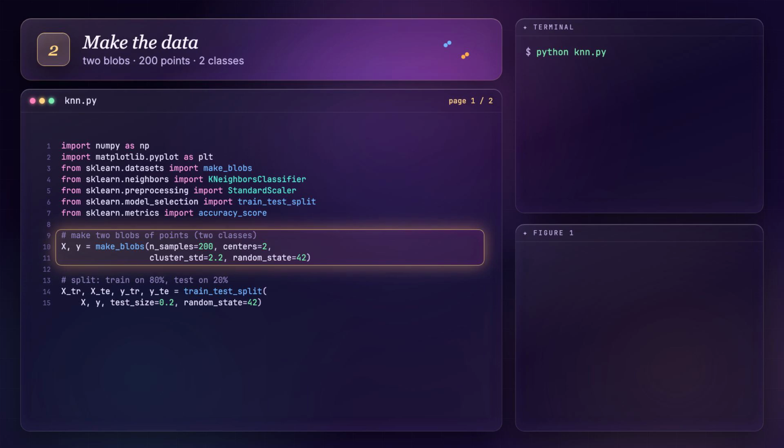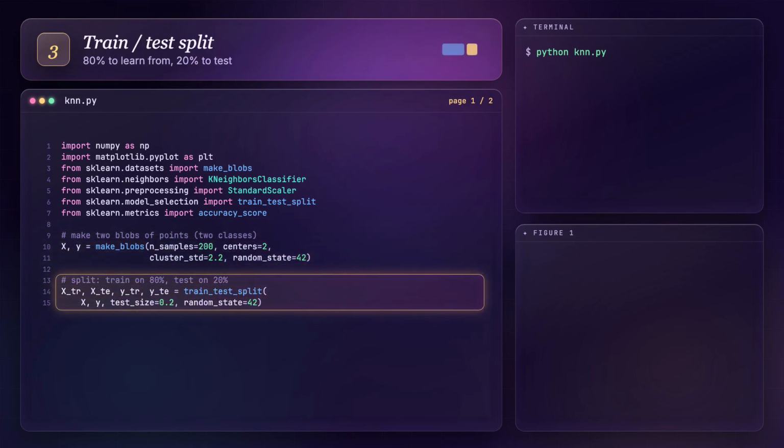Then we make the data. make_blobs is a handy little helper that spits out 2 nice round clusters for us. 200 points, 2 classes, with just enough spread that they overlap a bit near the edges, like real data does. We split it the same way as always, 80% to train, 20% to test, with a fixed random state. Nothing new here. That's page 1 finished.